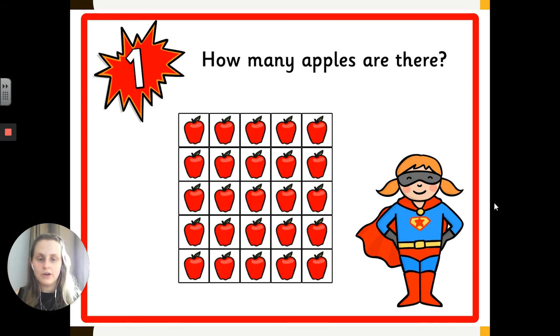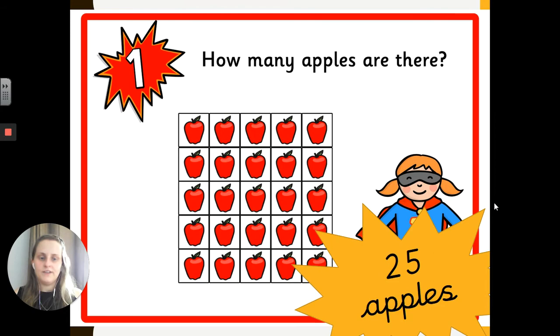Okay, I hope you're ready for your answer. There are 25 apples. Now we know this because there are 5 apples across and there are 5 apples going down. So if I do 5, add 5, add 5, add 5, add 5, I'll do 5 times by 5, I know it's 25. Okay, let's go on to question 2 then.